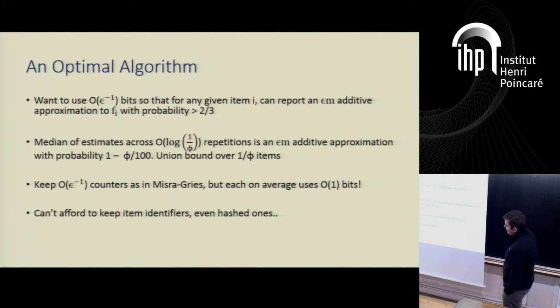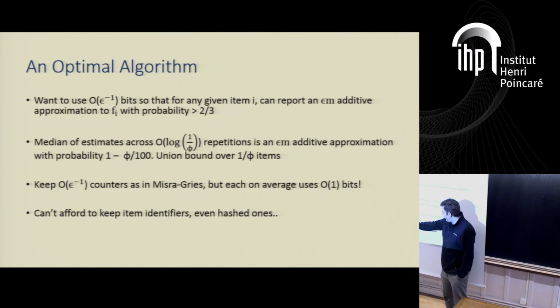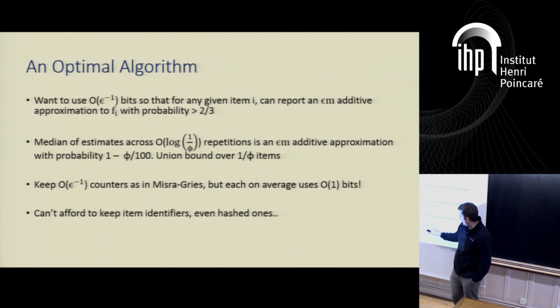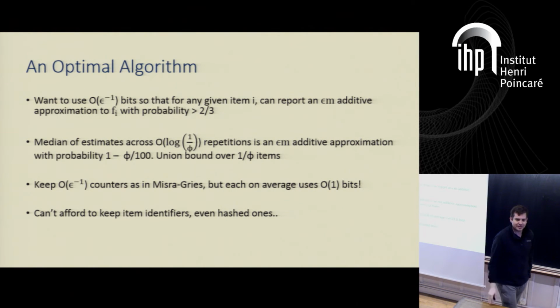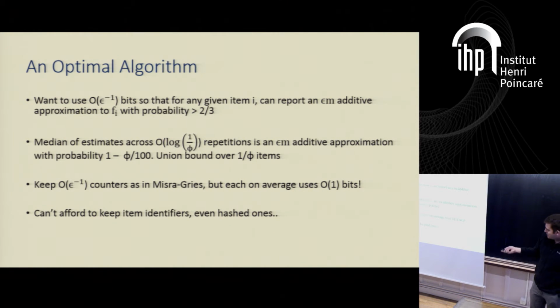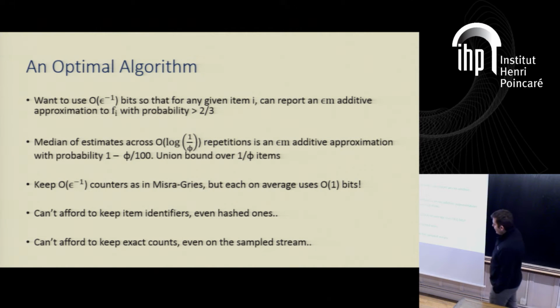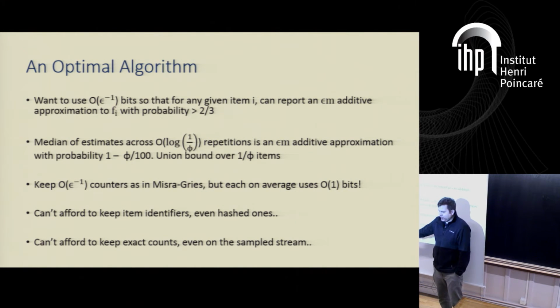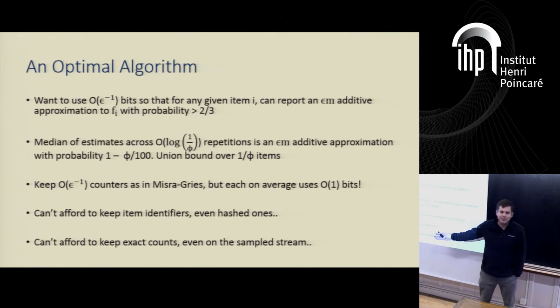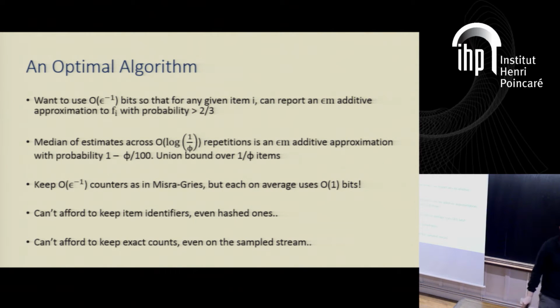We have some problems here, right? We can't afford to keep the item identifiers, that's log n bits. We can't even afford to keep the hash item identifiers, that's log 1 over epsilon bits. That's one problem. The other problem is we can't afford to keep exact counts, even on the sampled stream. So we have to overcome these.